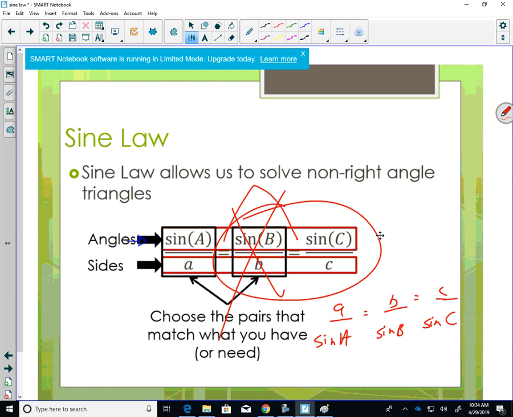Students generally find it easier to have what you're looking for on the top. So if you're looking for an angle, as many of you always are, you pick the one with the angles on top. But if you're looking for a side, then use the one with the sides on top.